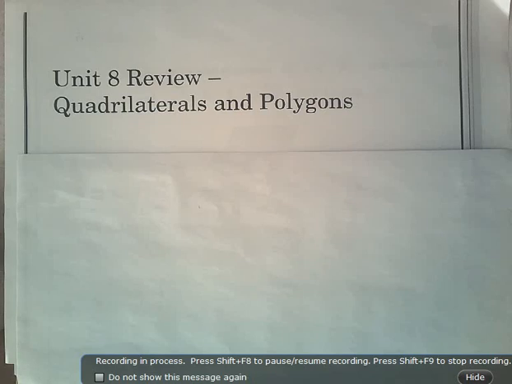Good afternoon. Today we are starting our quadrilateral review, and we're going to be looking at our different polygons and our different quadrilaterals. So make sure you have your calculator, your paper, and you're good to go.